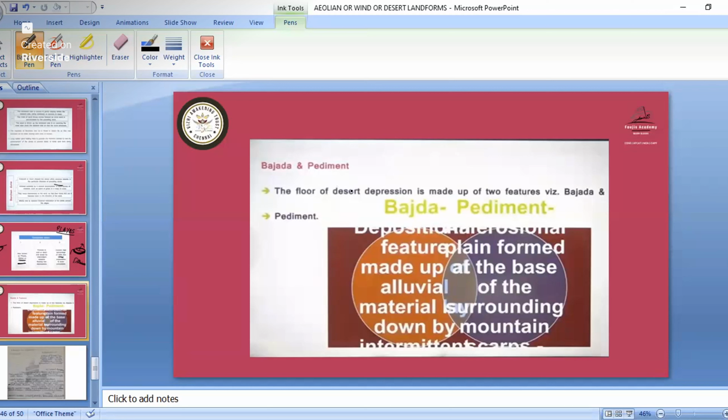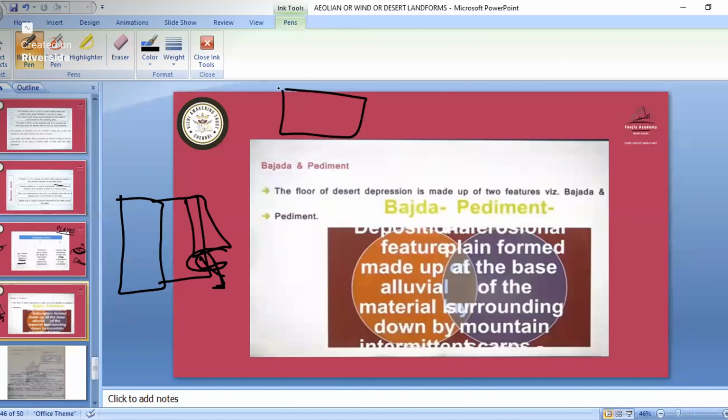This Bajada and pediment, the same you can see in the wave-cut platforms we are seeing. That is the same type. So here, now this is the mountain. When erosion is happening, the upper part is also eroding. Then this part will also fall down. When this part is falling down, this particular part also gets eroded.